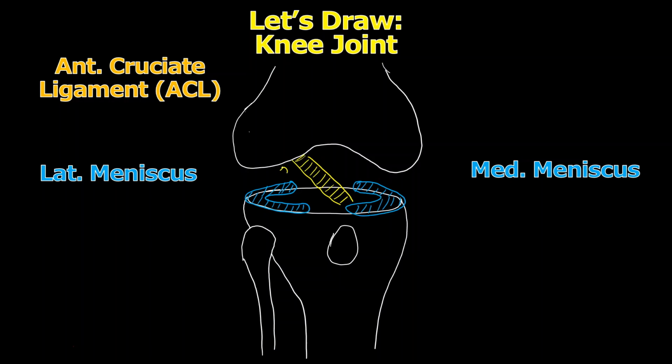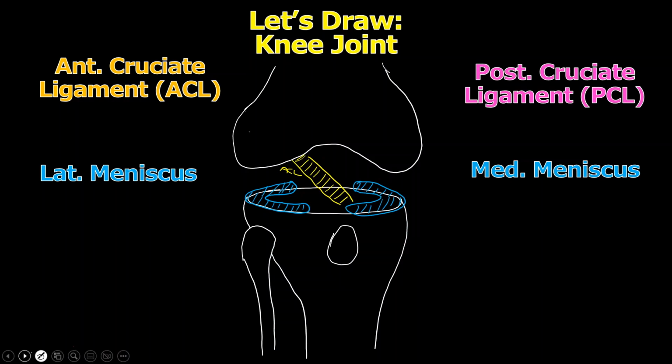I can put ACL next to that just so we see that a little bit better. Now, there's another one called a posterior cruciate ligament. And I don't have a pink color on hand, so I'm just going to do it in red here. It will run behind it in the opposite direction. So it will also cross over from the lateral side to the medial side, oppositely to the way that the ACL does. There's the PCL, the posterior cruciate ligament.